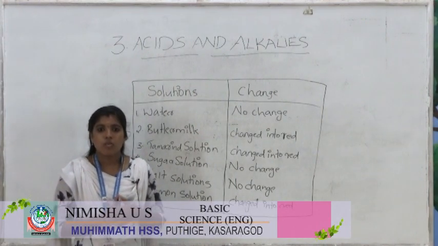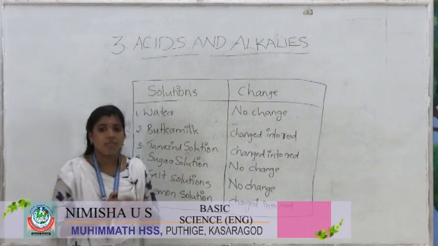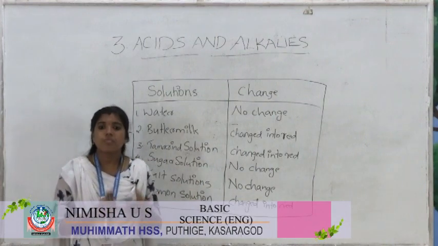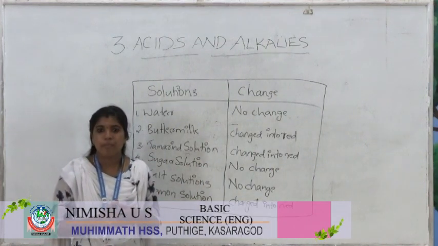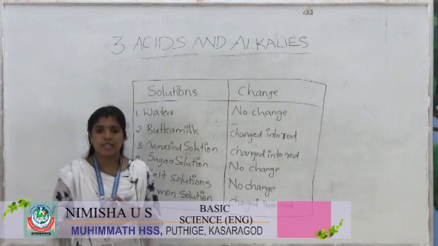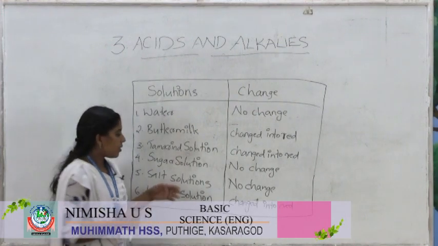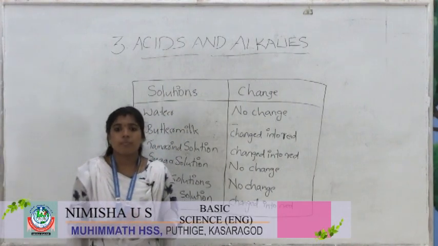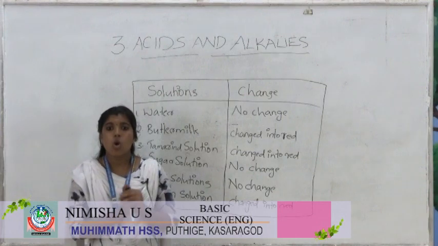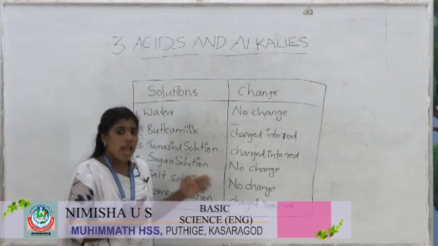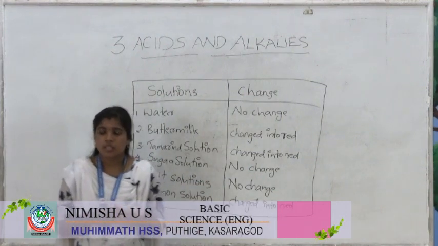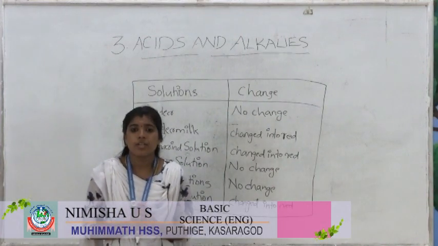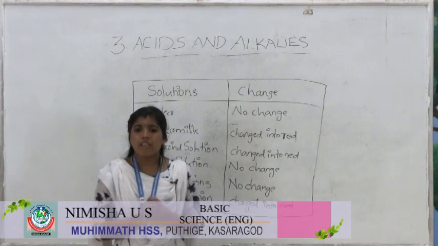Okay, so we have to arrive at an inference: the sour tasted solutions turn the hibiscus paper red. Okay. Now let's see what is the main thing that we can observe from this experiment. Okay. So have you heard about the acids? Have you heard about them? Okay, I will tell you.